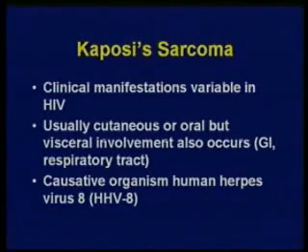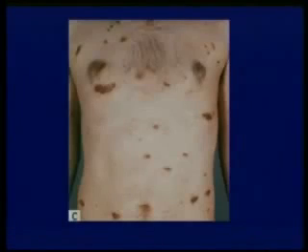Kaposi's sarcoma. Clinical manifestations are variable in HIV, usually cutaneous or oral, but visceral involvement also occurs, so in the gastrointestinal tract or the respiratory tract. The causative organism is another virus, human herpes virus 8, HHV8. Here's what it looks like. These are purpuric lesions, the black and blue blotches that bleed easily. Kaposi's sarcoma is very vascular, just looking at it makes it bleed. A very highly vascular lesion, literally.